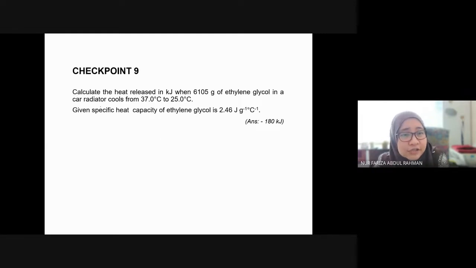Cuba saya suka nak tengok, is it endo or is it exo? Okay, calculate the heat release in kilojoule for this amount of ethylene glycol in car radiator cools from 37 to 25 degrees Celsius. Okay, dia menyejuk. Macam mana cara dia menyejuk? Dengan cara dia release heat. Okay, dia release heat. So dia panas. So nak cara dia jadi sejuk, dia kena remove the heat.